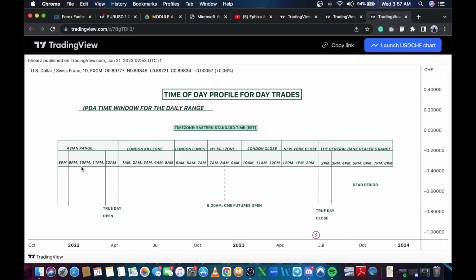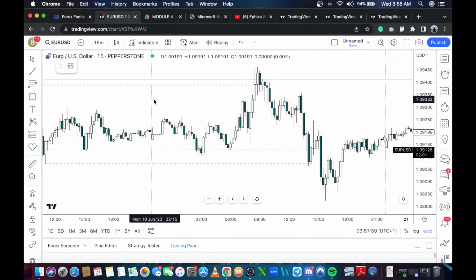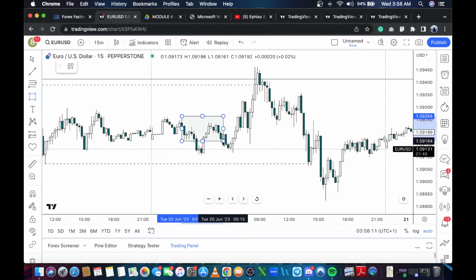Now this is the entire time window for the 3-day open to 3-day close. Asian range starts from 8 p.m. Eastern Standard Time. Between 8 p.m. to 12 a.m. is Asian range. So let's go and look for Asian range, 8 p.m. to 12. So this is the start of Asia to 12, and this is the Asian range here.